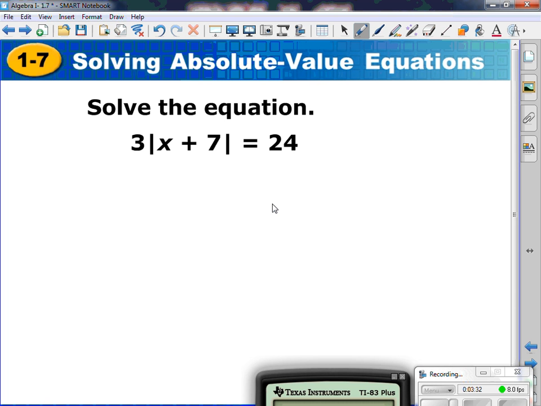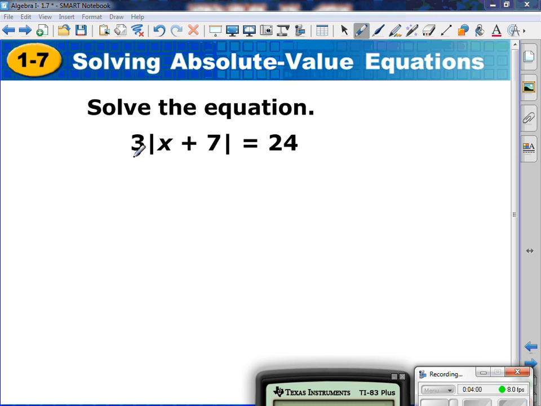I have 3 times the absolute value of x plus 7 equals 24. The first thing you notice is there's a 3 out front. What's the first thing that pops in your head that you have to do with that 3? You have to distribute. Here's a problem though. You can't distribute absolute values. Absolute values are like big giant towers. They're different from parentheses. You can't go in.